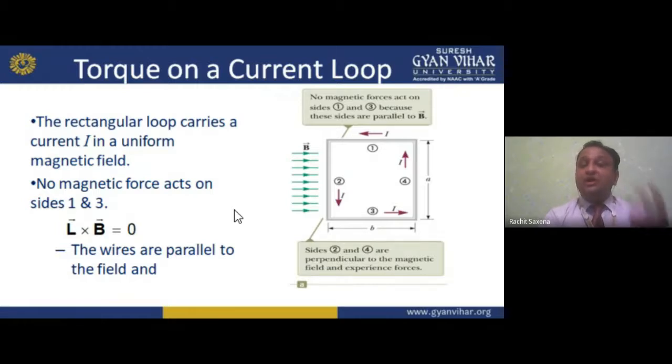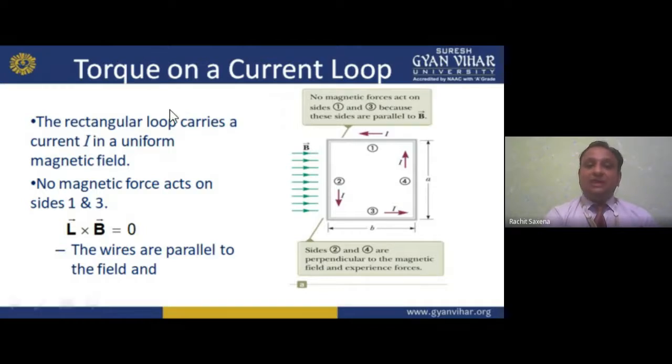So torque on a current loop, we can identify like this. The rectangular loop carries a current I. Now, this is a rectangular loop. Starting from here, I flows through sides 1, 2, 3, 4, so it is moving in a rectangular form. How can you identify a rectangle? The two opposite sides are equal. If I'm talking about a square, then all sides are equal. But in a rectangle, the opposite two sides are always equal.